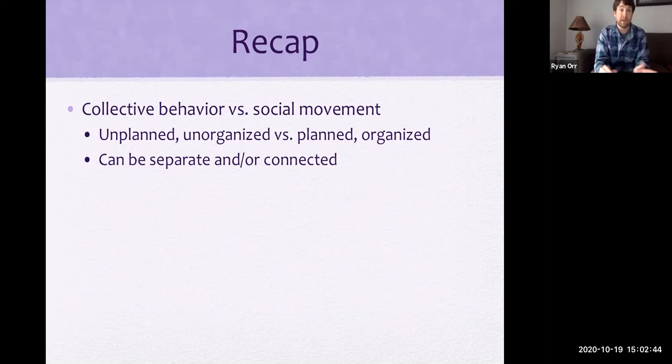But we can also recognize that they can be separate. Often they are, but they can be connected at the same time. A collective behavior could lead to a social movement, or perhaps a social movement can be used as a justification for collective behavior.